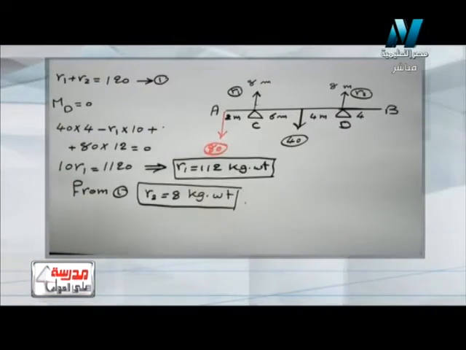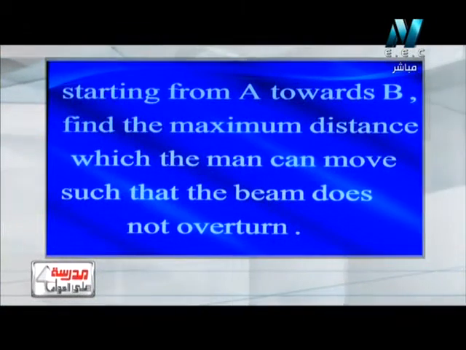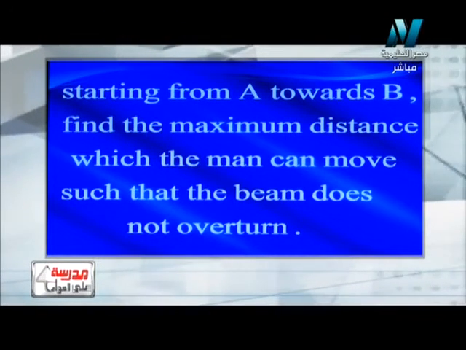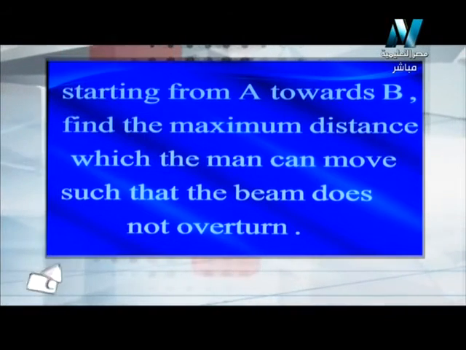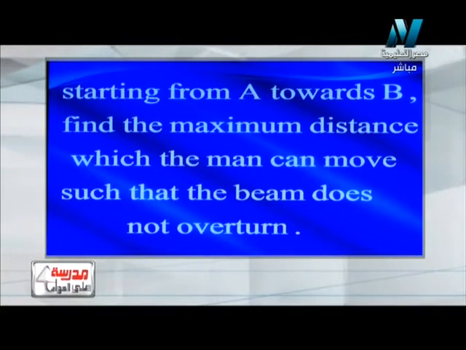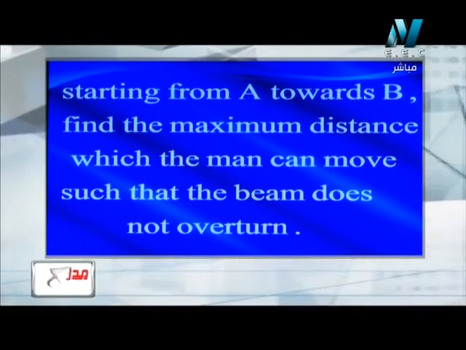هو جاست إن هو بيسأل what is the reaction in the two supports. لكن بقى خدوا بالكم يا ولادي من الجزء الثاني من المسألة، وهي الجزئية الفنية شوية. شوفوا بيقول إيه؟ بيقول if the man moves on the beam starting from A towards B، find the maximum distance. واخدين بالكم؟ يعني ايه كلمة maximum distance؟ يبقى أكبر مسافة يتحركها على البيم such that the beam does not overturn. يبقى هضطر أرسم المسألة دي مرة تانية ونشوف بقى هو اتحرك وصل لحد فين.